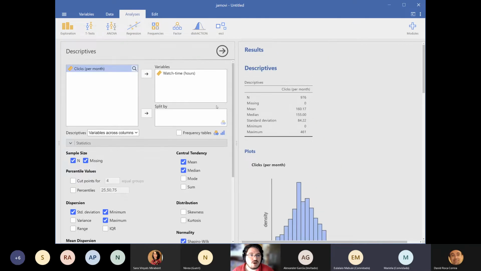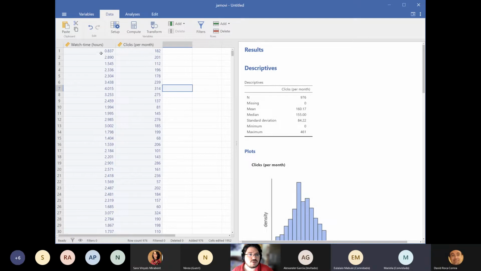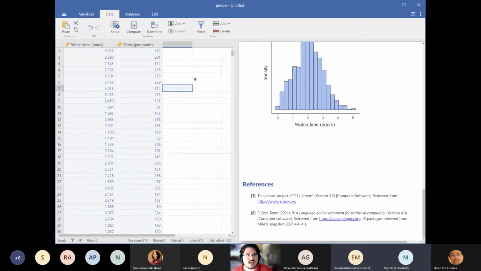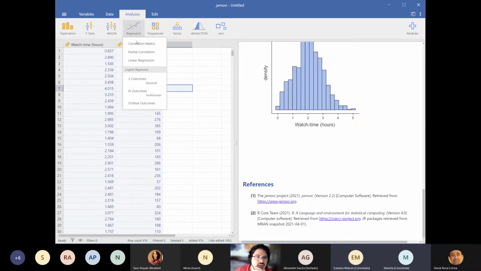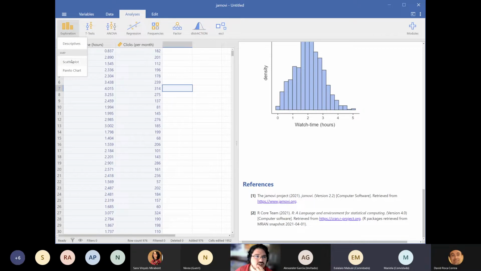Now, I hope you had time to have your 2 columns. Now we're going to go to analysis, regression, and we are going to draw a plot that I believe David already shared in chat, which is in exploration, scatter plot.